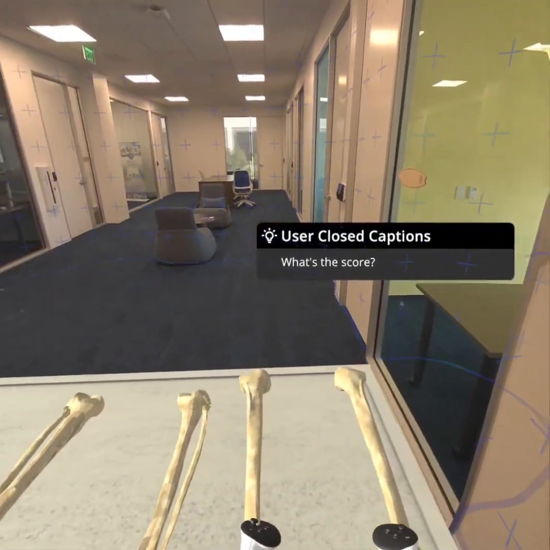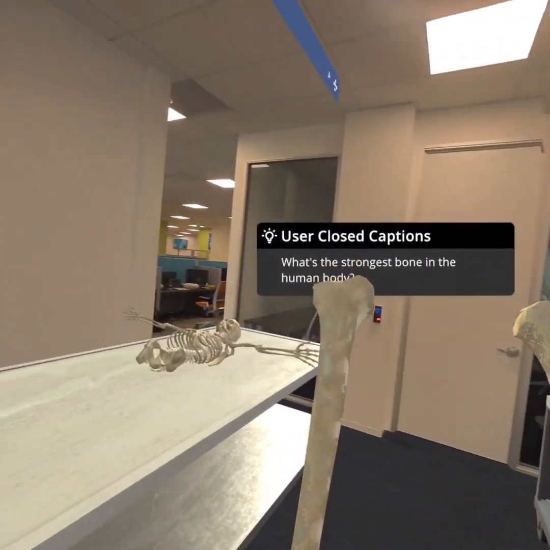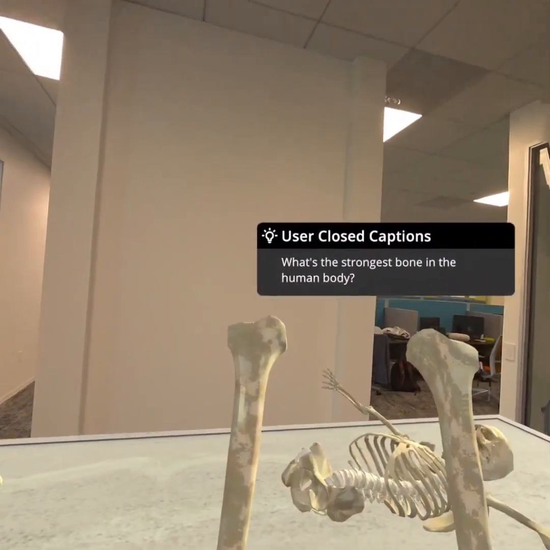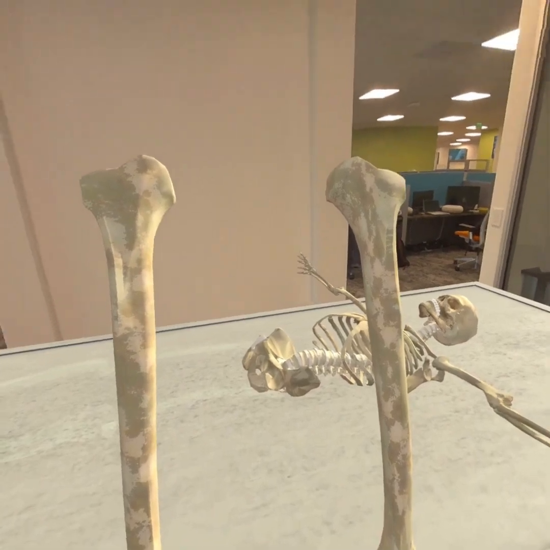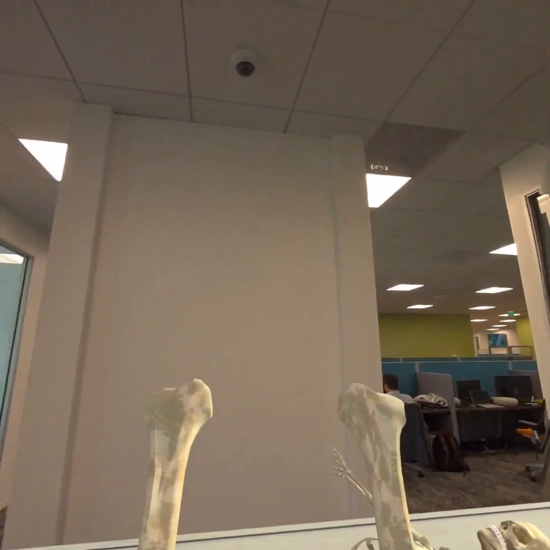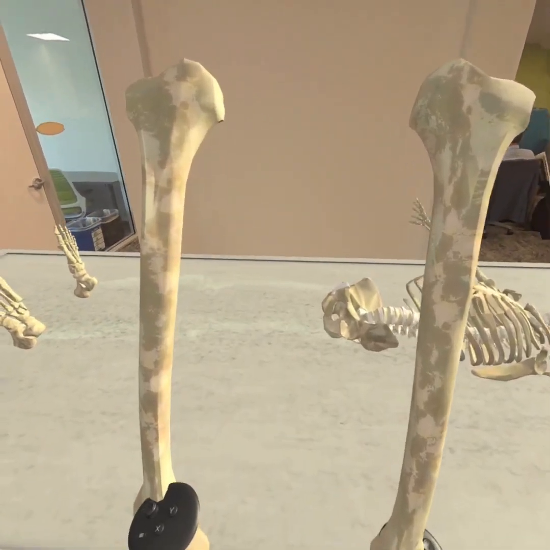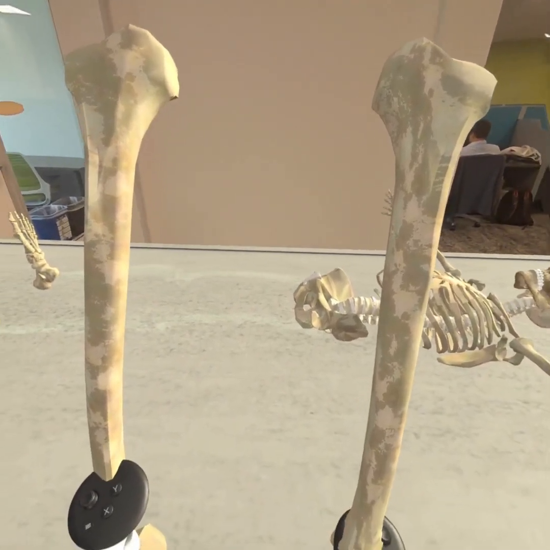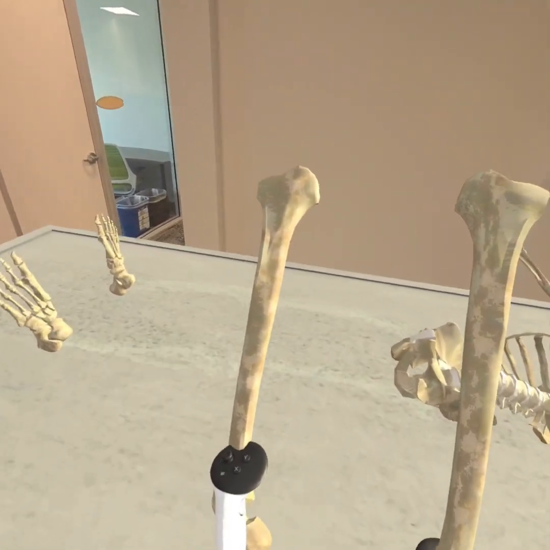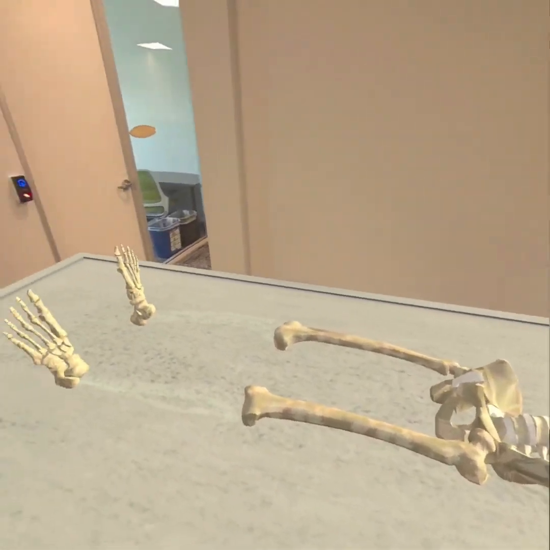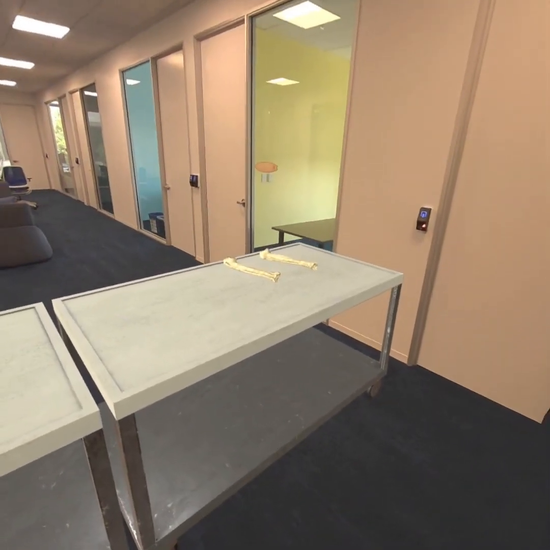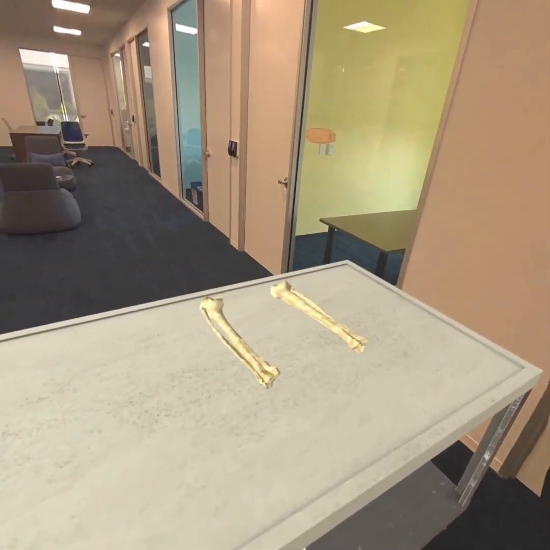What's the strongest bone in the human body? The strongest bone in the human body is the femur, also known as the thigh bone. It's located in the upper part of the leg and is responsible for supporting most of the body's weight and enabling motion. It's designed to withstand significant stress, making it the hardest bone to break in the human body.